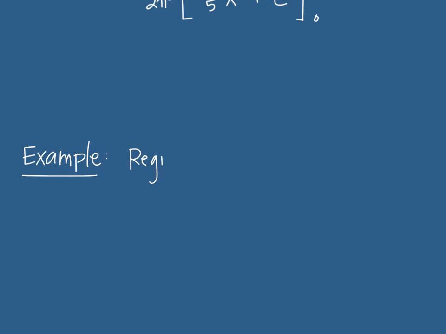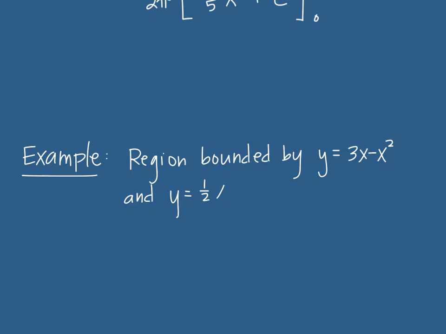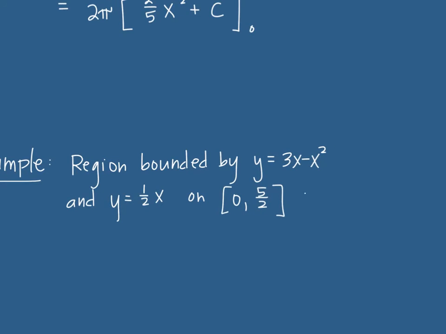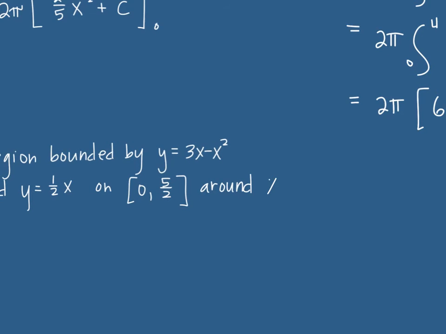All right, let's consider the region bounded by a parabola and a line. So let's look at 3x minus x squared and the line y equals half x. Let's go on the boundaries from 0 to 5 over 2, which is the intersection point of these. And then let's go around, and we'll just do one vertical line, x equals -2.